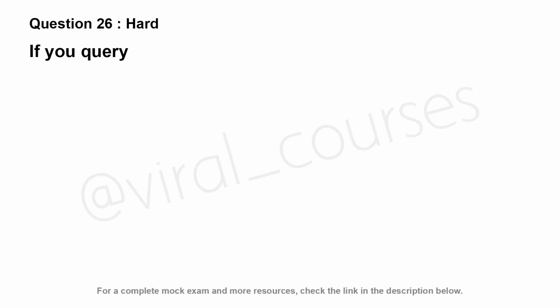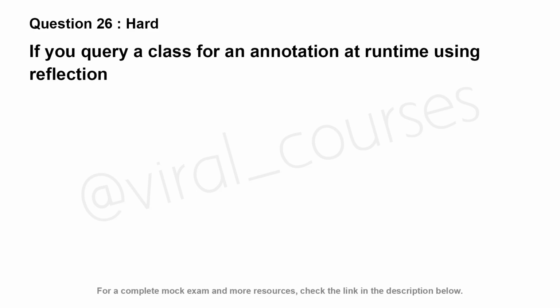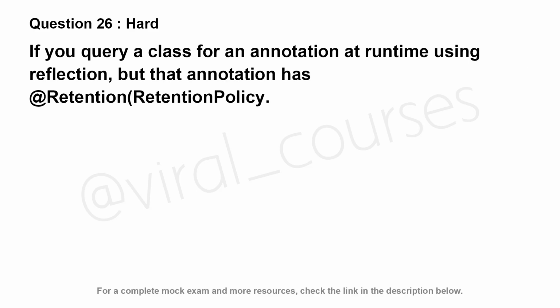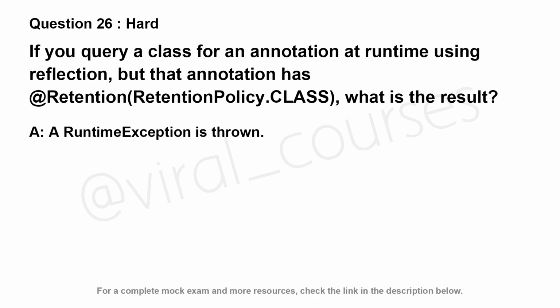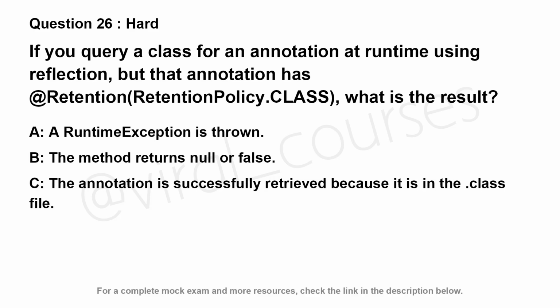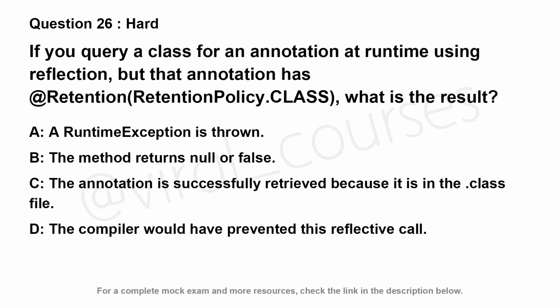If you query a class for an annotation at runtime using reflection, but that annotation has a retention policy of CLASS, what is the result? Option A. A runtime exception is thrown. Option B. The method returns null or false. Option C. The annotation is successfully retrieved because it is in the class file. Option D. The compiler would have prevented this reflective call.